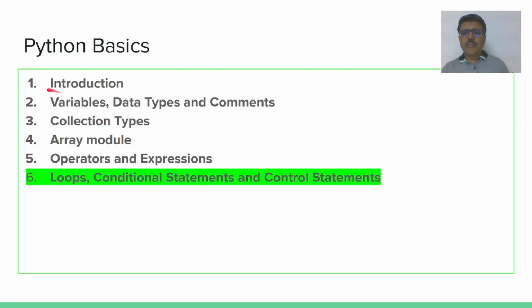So far we looked at the introduction to Python and the variables, data types, and comments in Python. Then the various collection types in Python, typically the built-in collection types like list, tuple, set, and dictionary. And we also learned about the array module. And in the last session, we learned about operators and expressions, right? So now let's go through loops, conditional statements, and control statements.